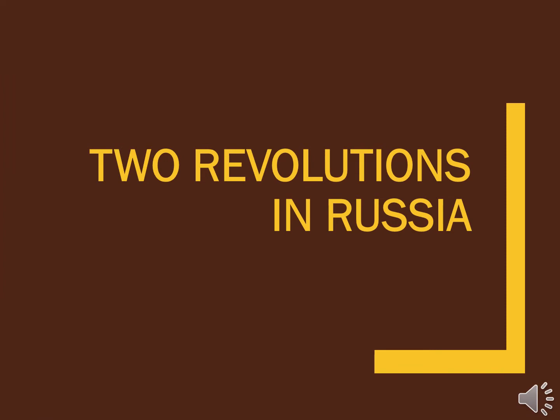So, interestingly enough, there's actually going to be two revolutions that take place in Russia, and both of them take place in 1917. One of them starts in March of 1917. It's called the February Revolution. And one starts in November of 1917. It's called the October Revolution, or sometimes Red October.